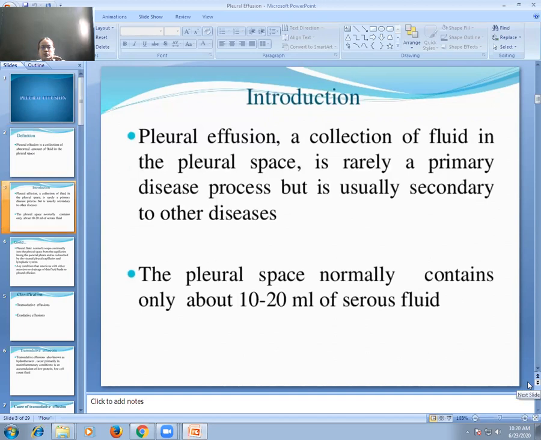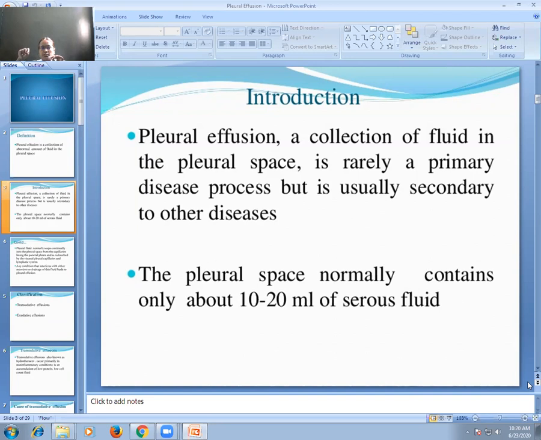Pleural effusion, a collection of fluid in the pleural space, is rarely a primary disease process. It means pleural effusion always has an underlying cause. It is not a disease, just like anemia. Anemia is not a disease. It is a sign of underlying disease. Just like that, pleural effusion is not a separate disease. It has an underlying cause.